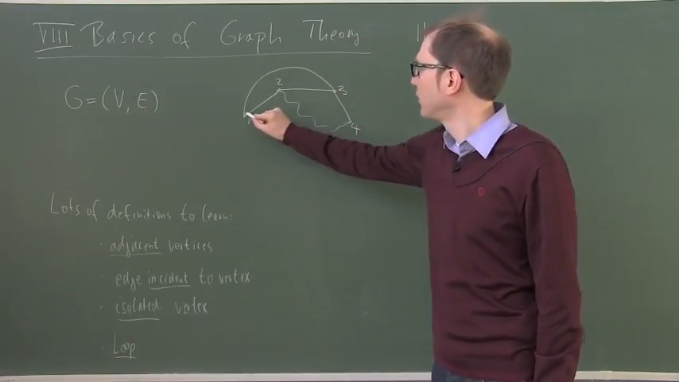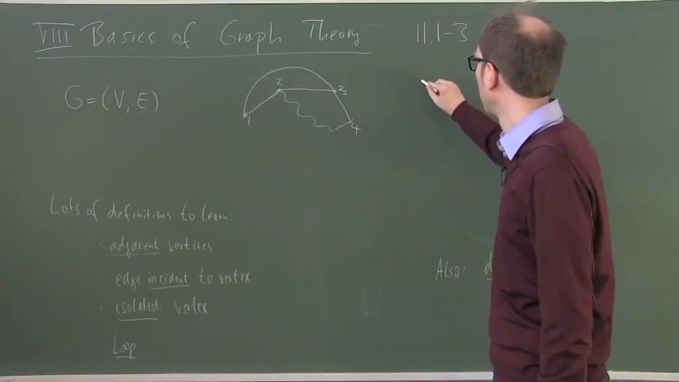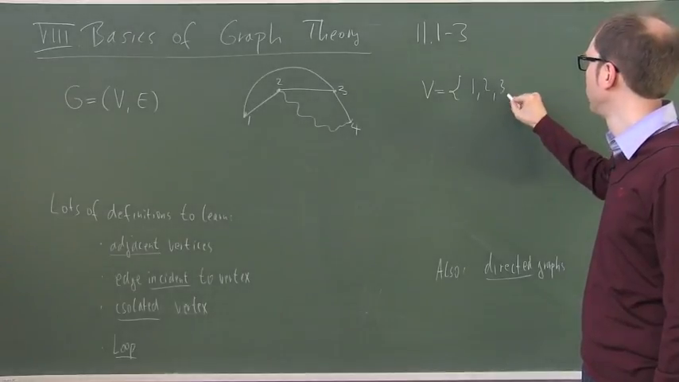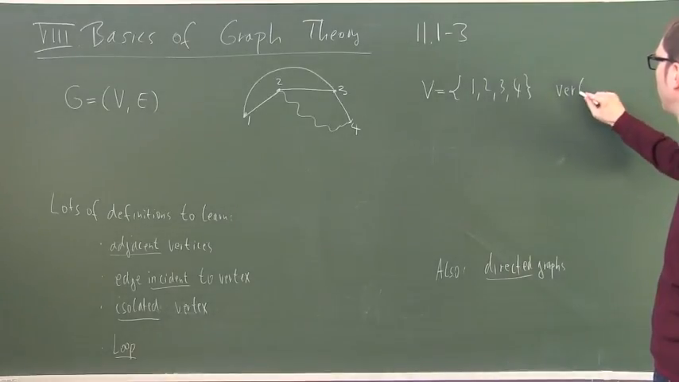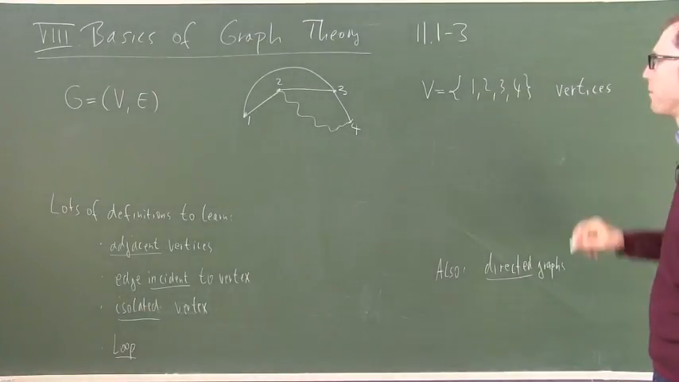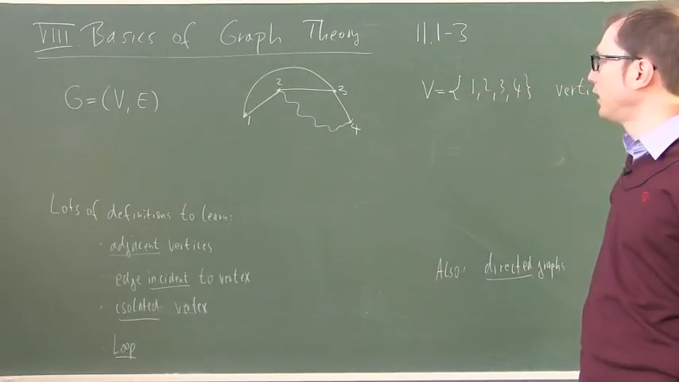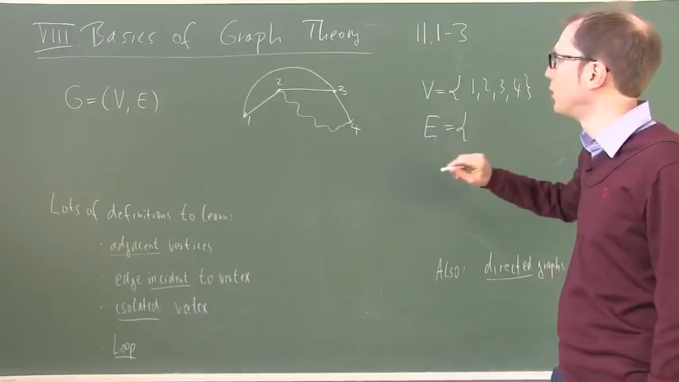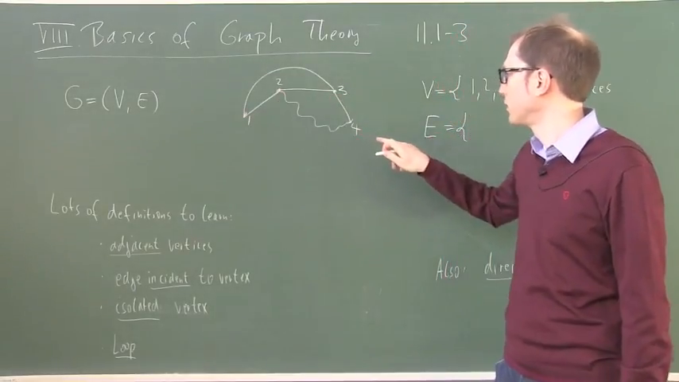So what are the vertices? Well, the vertices are 1, 2, 3, and 4. So this is the vertex set. This graph has 4 vertices. What about the edges? Well, 1 and 2 are connected, 2 and 3 are connected, and so forth.